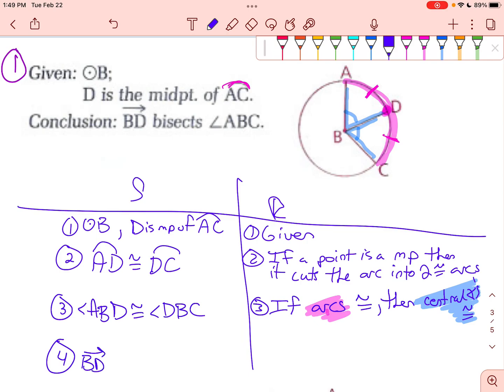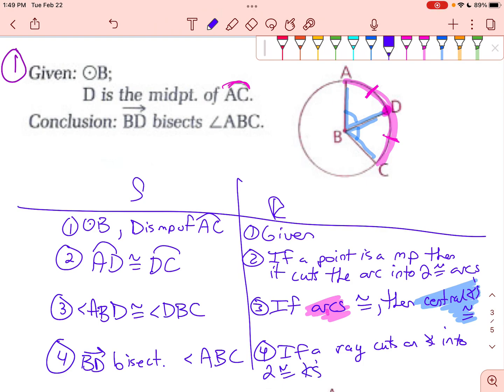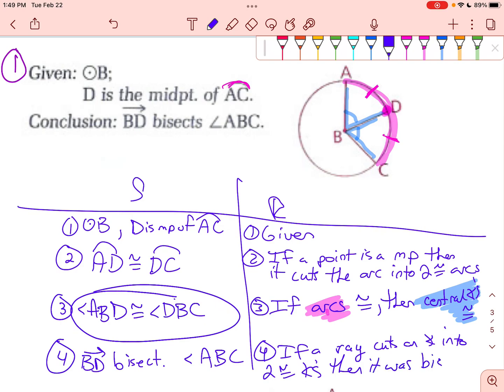So I'm trying to prove that BD is bisecting angle ABC, and that's if a ray cuts an angle into two congruent angles, which it did, you can see that right here, I have two congruent angles, then it was bisected. Again, the then part has to be then it was bisected, because that's what I'm trying to prove. I'm trying to prove it got bisected, and I just did.